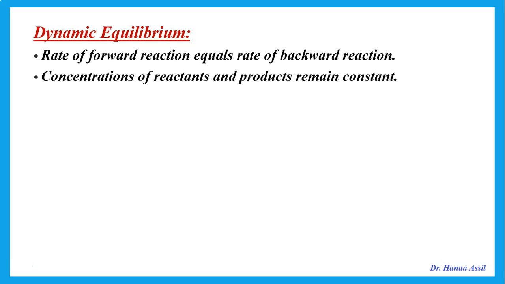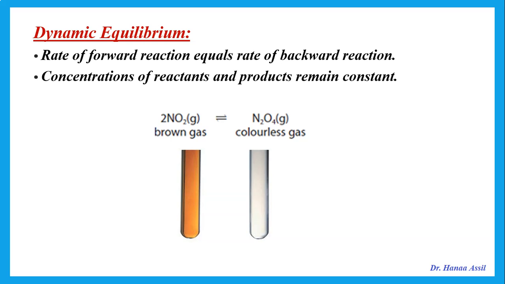Now, the reaction keeps going forward and backward until what? Until we reach a state of dynamic equilibrium. For example, if we have this reaction, we have nitrogen dioxide gas, which is brown. Now, if it reacts so that it dimerizes, two of them react together, it forms N2O4, which is a colorless gas. And then the colorless gas will again change into a brown gas, and then the brown gas will become colorless. Now, this will continue going forward and backward until what?